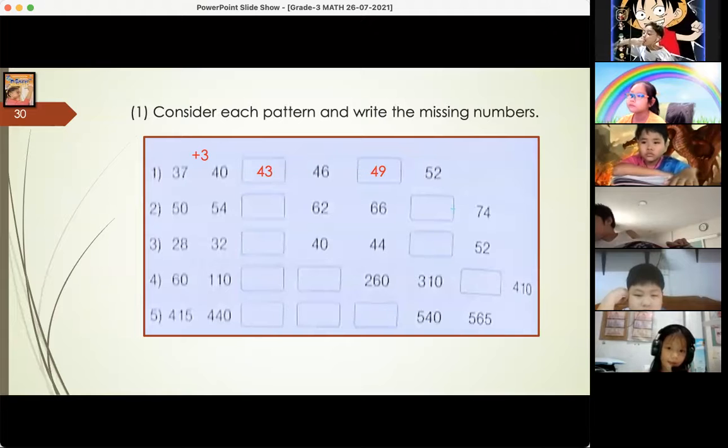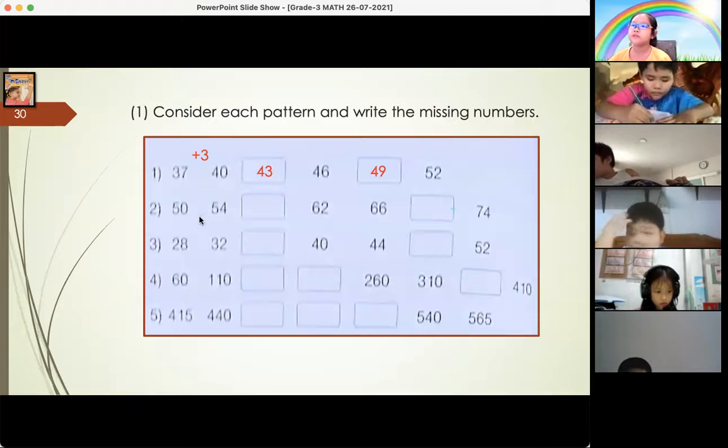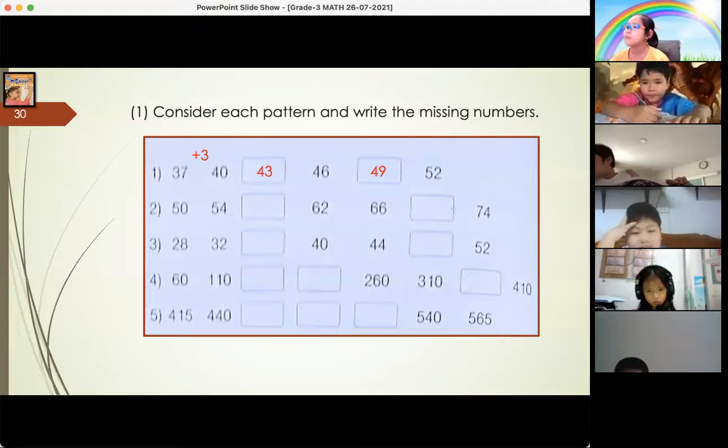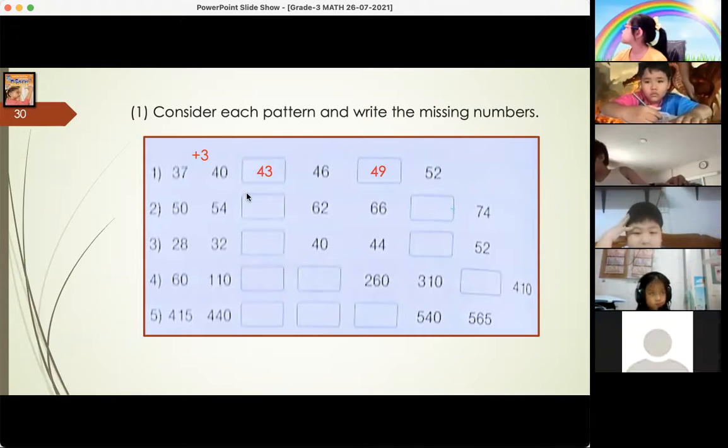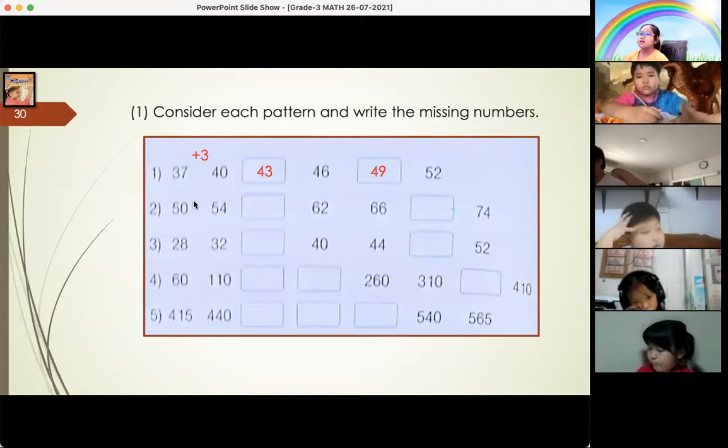Punpun, are you raising your hand? Okay, go. This is 50, 54, 58. Very good. What is the relationship of this pattern? This is counting up by? Counting up by? 4. Yes, so we will add 4.